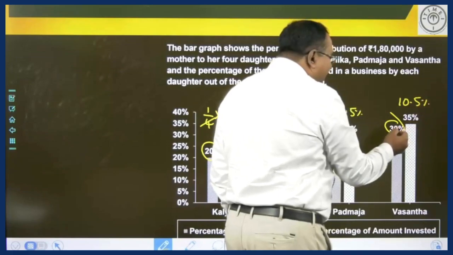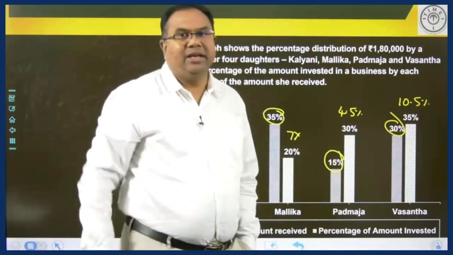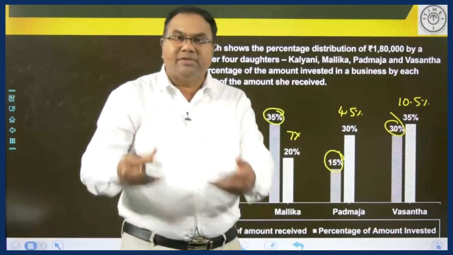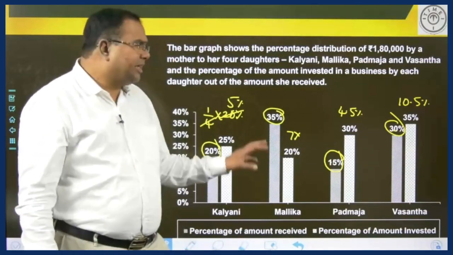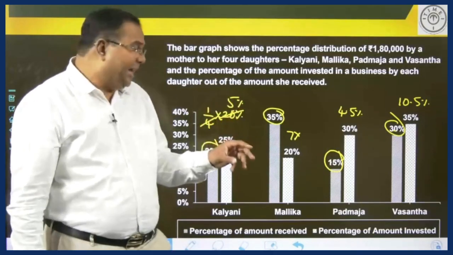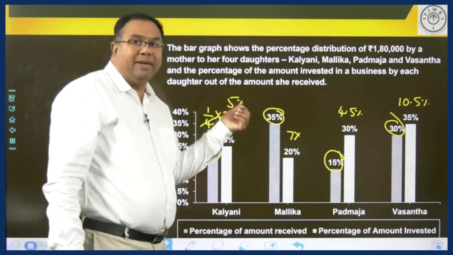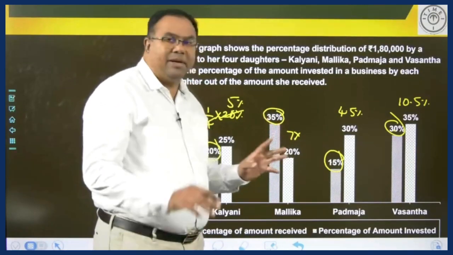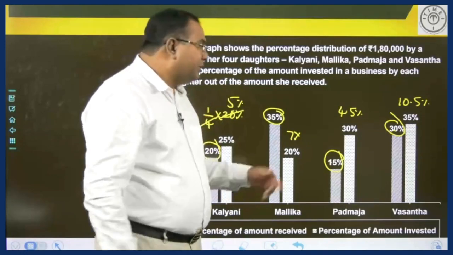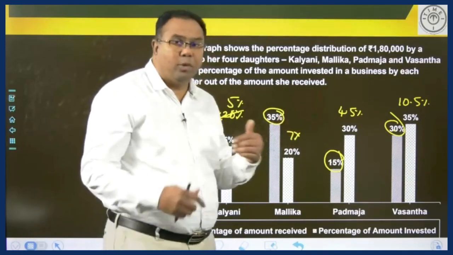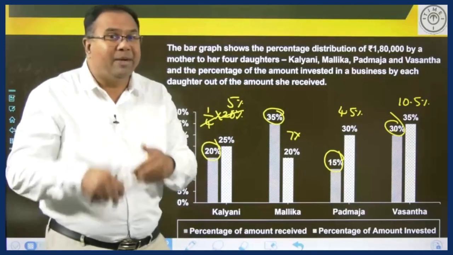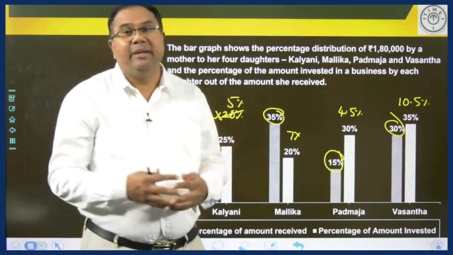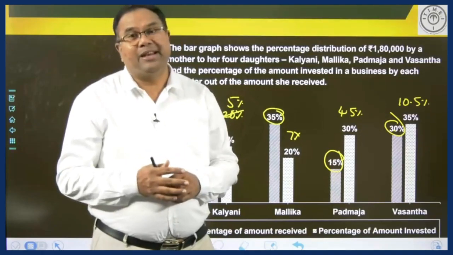How do you calculate, ma? 10% is 3, 30% is 9, 5% is half of 3, which is 1.5. 9 plus 1.5 is 10.5. These are the amounts invested by them. Whatever they have received, 20% she has invested 5% in the business. 15% was with her. Out of 35%, 7% she has invested in the business. 28% was with her. Out of 15%, 4.5% invested. 10.5% is with her. Out of 30%, 10.5% invested. Remaining 19.5 is with that particular daughter only.